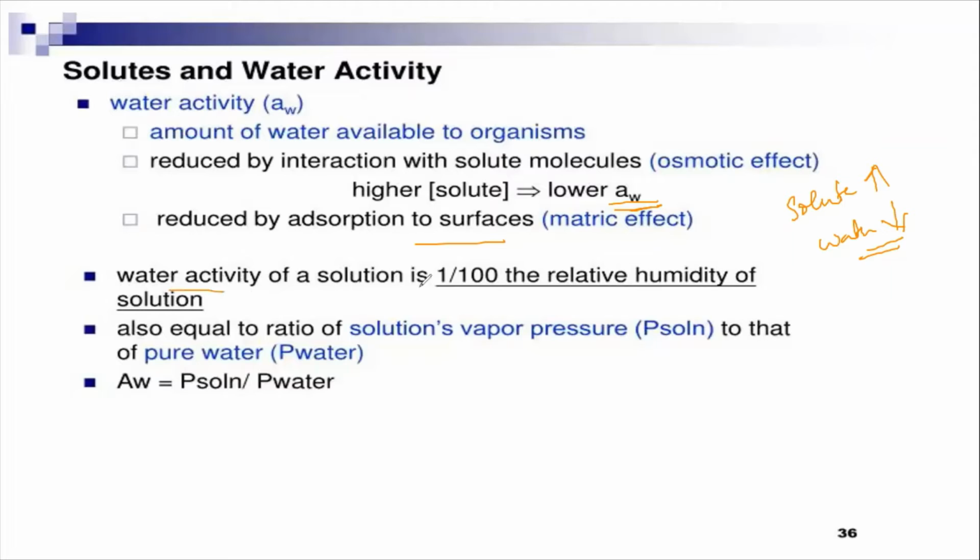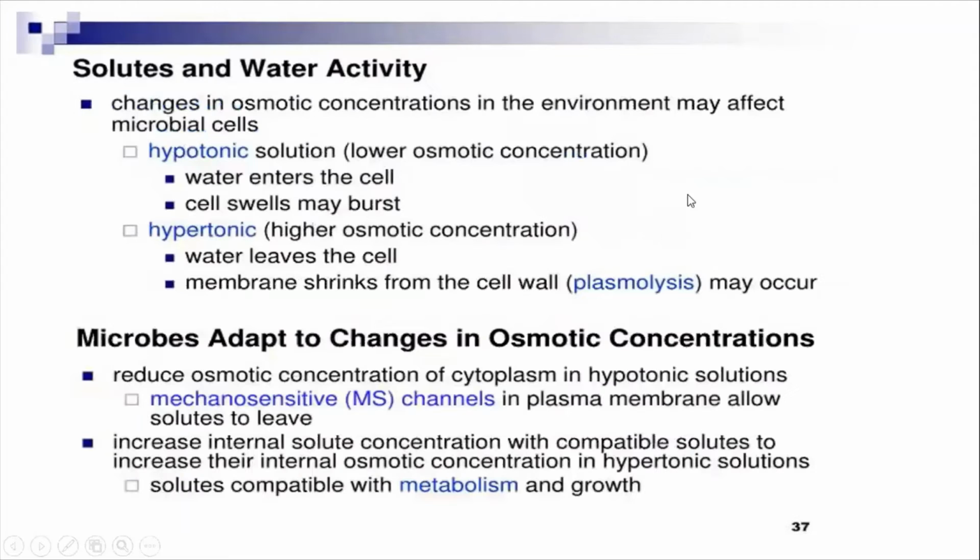So what does this sentence mean? If you calculate the relative humidity of that particular condition of the environment, the water activity is going to be 1/100th of that relative humidity of the solution. Okay, it is also equal to the ratio of the vapor pressure of the solution divided by the vapor pressure of the water. So that's how the water activity is given. This is just for understanding, and questions will never come from this particular topic. Don't worry about it.